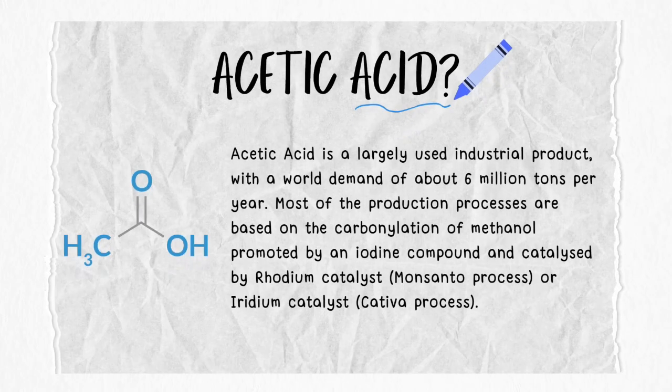Some of you might be asking, what is acetic acid? Acetic acid is a largely used industrial product with a world demand of about 6 million tons per year. Most of the production processes are based on the carbonylation of methanol promoted by an iodine compound and catalyzed by a rhodium catalyst, the Monsanto process, or an iridium catalyst, the Cativa process.